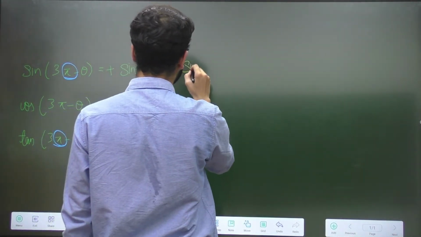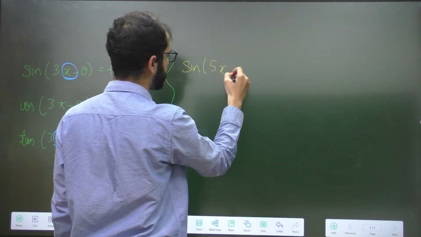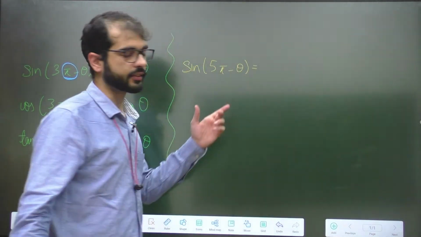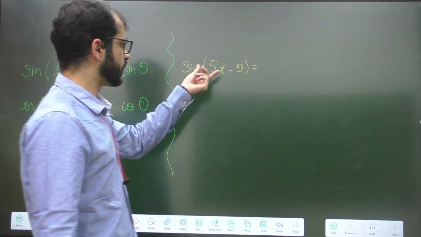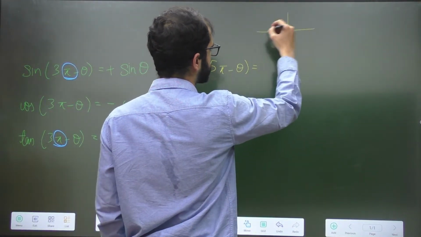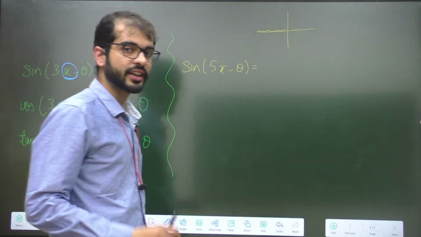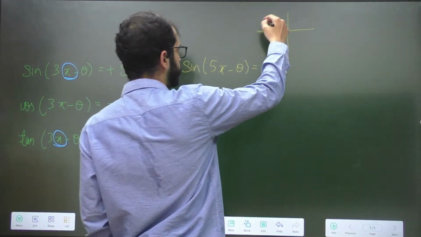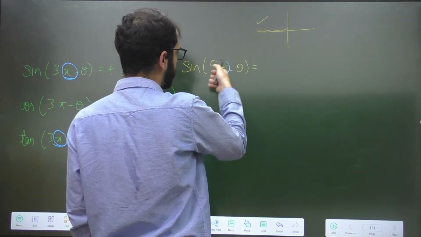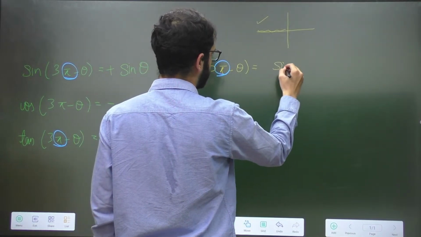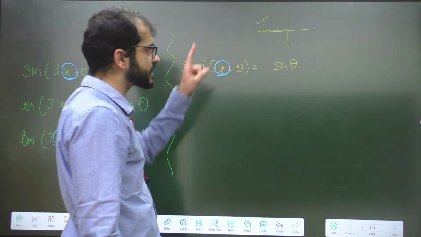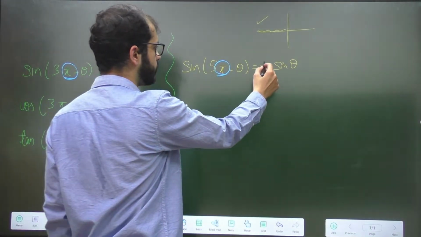Okay, if I had sine of 5 pi minus theta, in this case 5 pi, an odd multiple of pi, takes me to the negative x-axis. If I subtract theta, I enter into the second quadrant. Now it's a multiple of pi, so sine will remain sine theta. Since I'm in the second quadrant, sine is positive, so I'll put a plus sign.